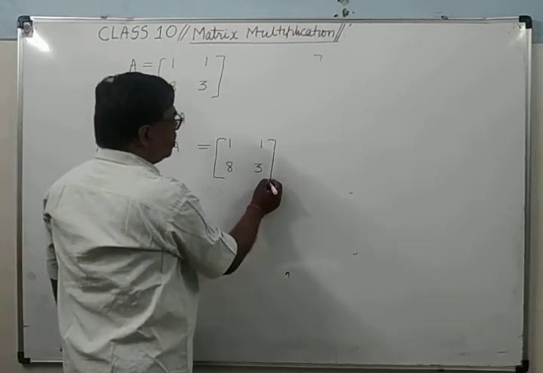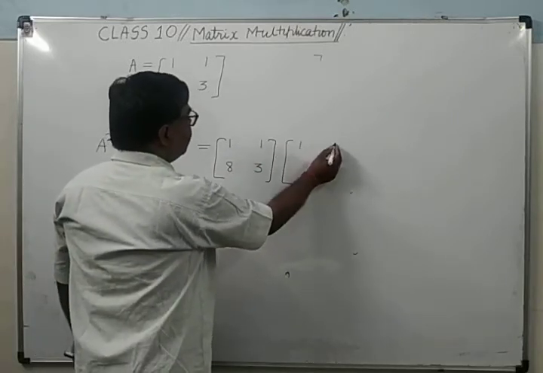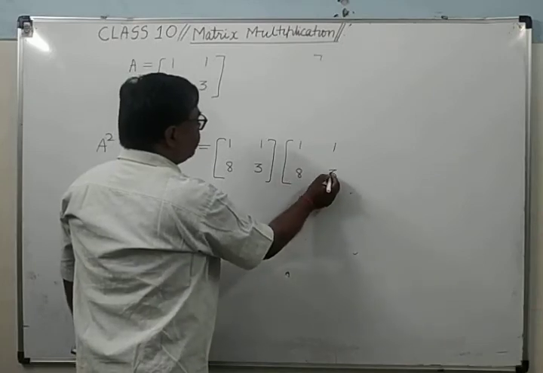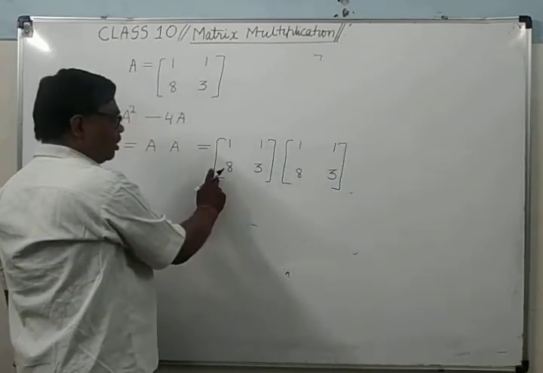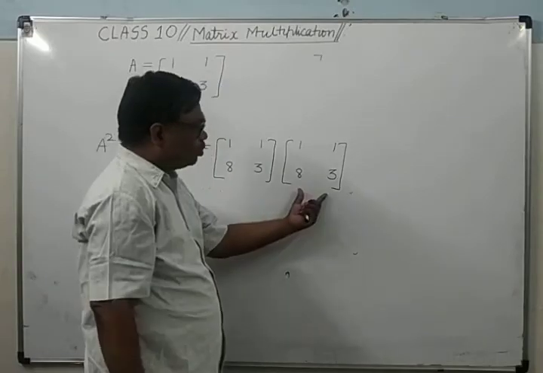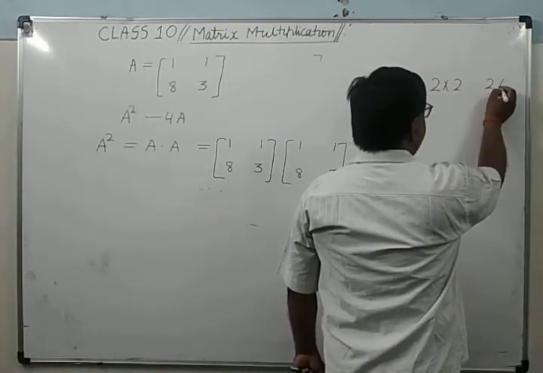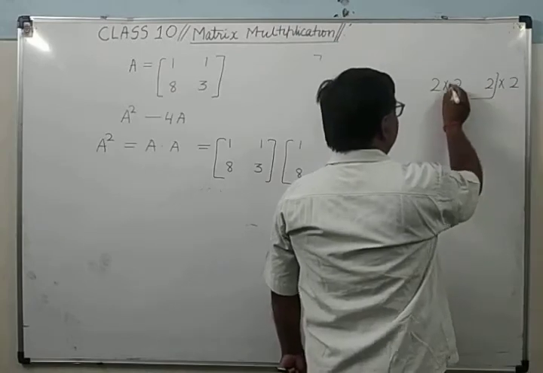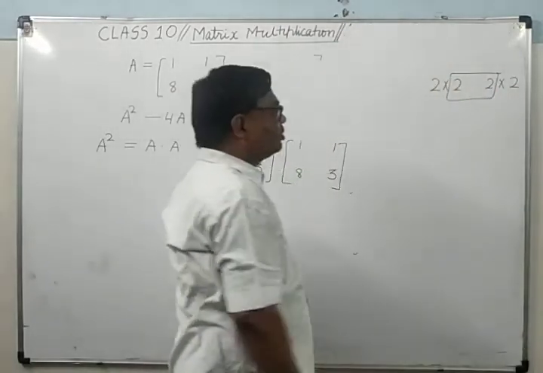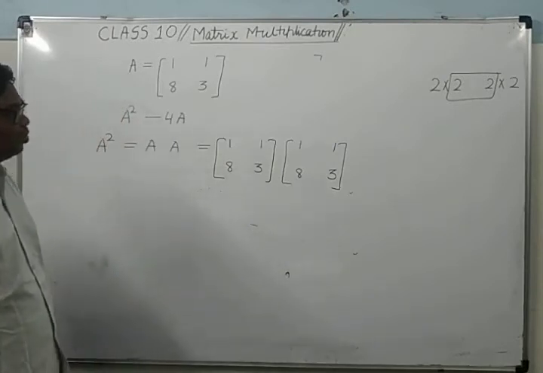[1, 1; 8, 3] times [1, 1; 8, 3]. This product will be possible. Why will it be possible? Because this is of order 2 cross 2, and this is also of order 2 cross 2. It's clear? The other matrix is also of order 2 cross 2. Both the numbers are the same, so the result matrix will be of order 2 cross 2.